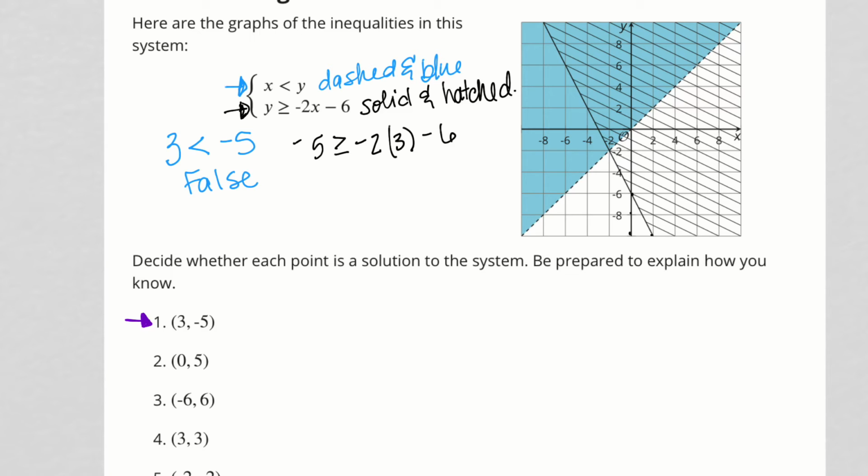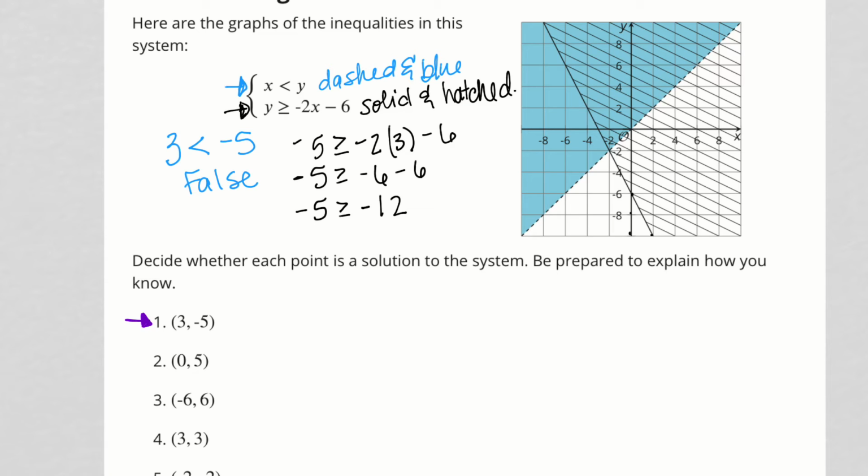Negative 6. Negative 6 minus 6, what is that? That is 0. No. Wait, that is negative 12. Why is it negative 12? So they both have negative signs, so basically you just add them.